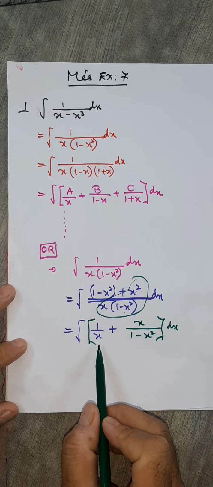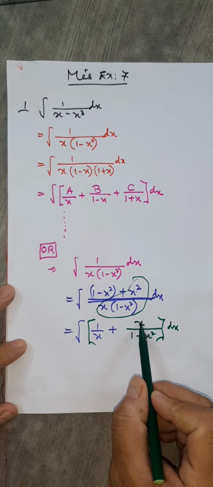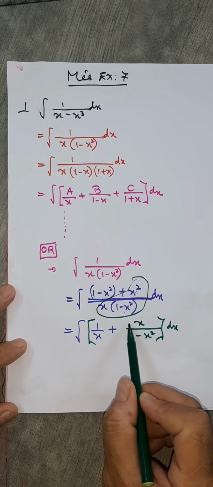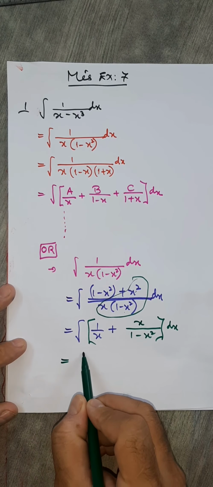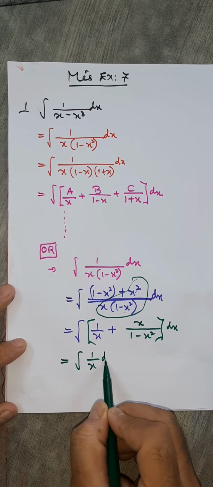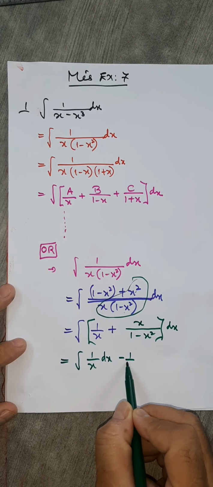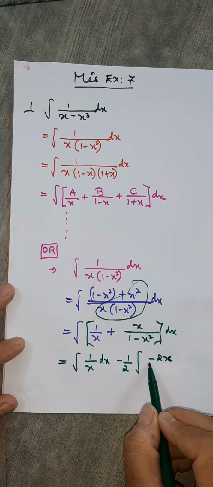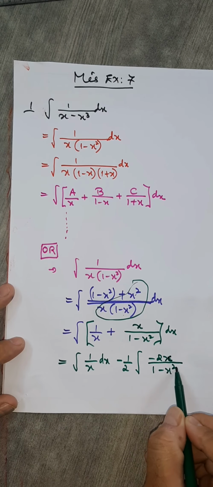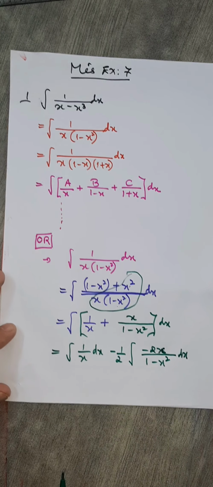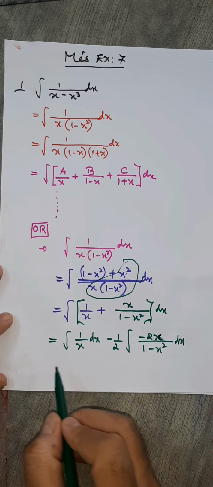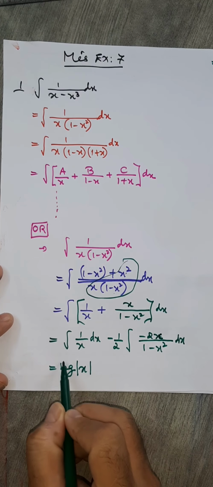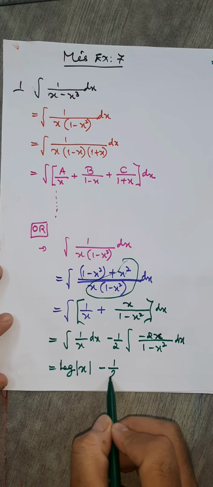This is 1 upon x, log of mod of x. This is linear upon quadratic. What's the derivative of this quadratic? Minus 2x. So set minus 2 there. So I'll just split into two integrals here, multiplying and dividing by minus 2. So minus 2x upon 1 minus x squared dx. Okay, now this is equal to log of mod of x minus 1 by 2.